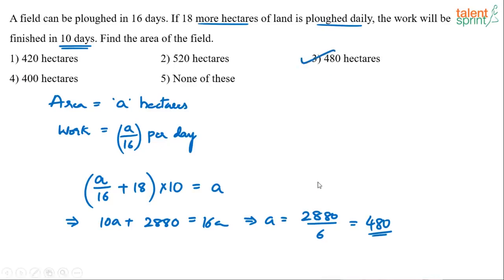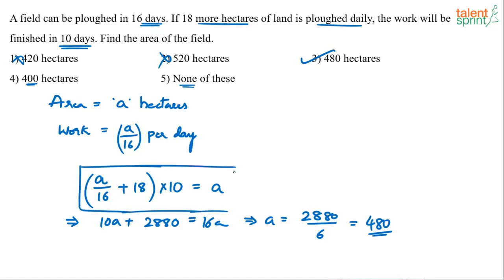Option 3. Now, one idea initially is, he said the field can be plowed in 16 days, right? So the total area should be a multiple of 16. That way, 420 can be eliminated, 520 can also be eliminated. But 480 and 400 both are multiples of 16. And moreover, the fifth option, none of this, is there. So you will have to do the calculation, but only one equation. This is the one equation that you have to use: (A by 16 plus 18) into 10 is equal to A. Okay? Clear to all of you?